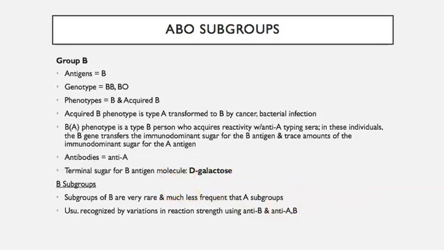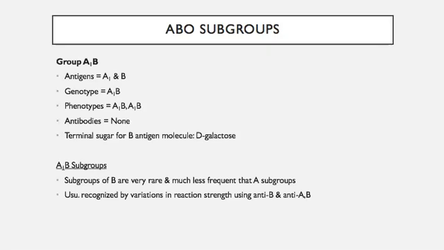And then your subgroups of B, they're very rare. You're not going to see those like you will with the A subgroup. They're usually recognized in your testing if you're having variations in your reaction strengths using anti-B and anti-A,B reagents. This is kind of the same information as what we've been going through for A and B, so I'm going to let you go through this. Terminal sugar, D-galactose.